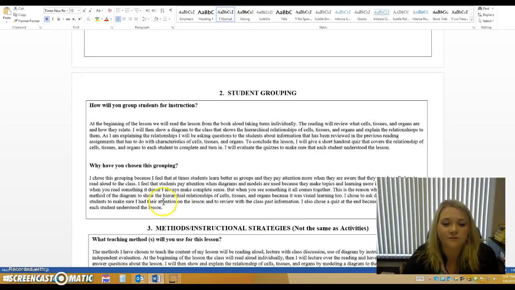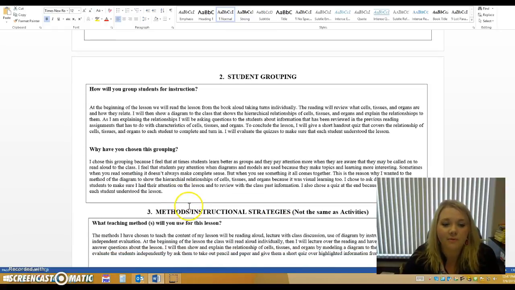Why have you chosen this grouping? I chose this grouping because I feel that at times students learn better as groups and they pay attention more when they are aware that they may be called on to read aloud to the class. I feel that students pay attention when diagrams and models are used because they make topics and learning more interesting. Sometimes when you read something, it doesn't always make complete sense, but when you see something, it all comes together.